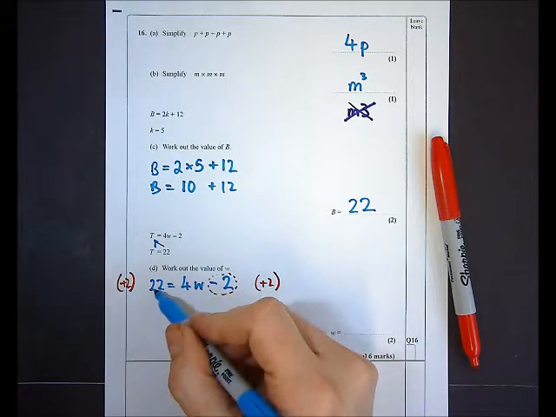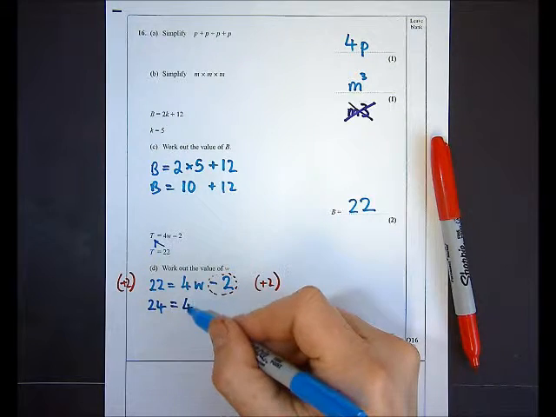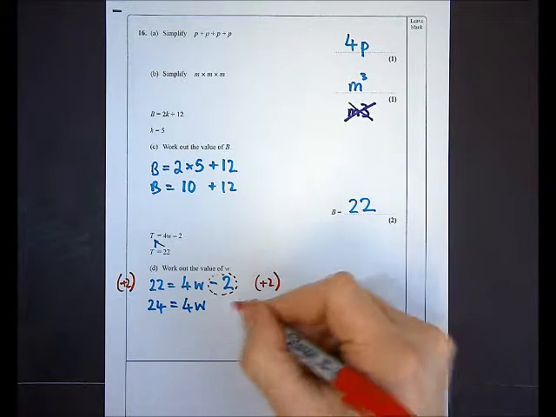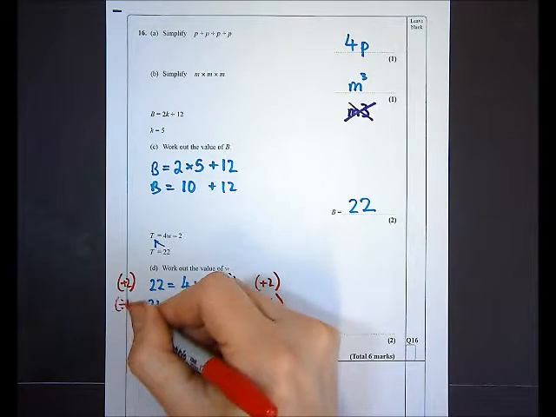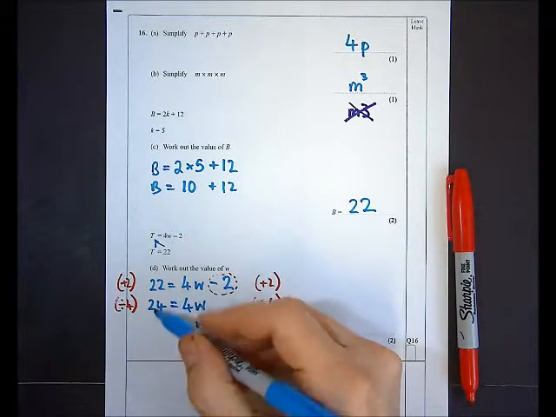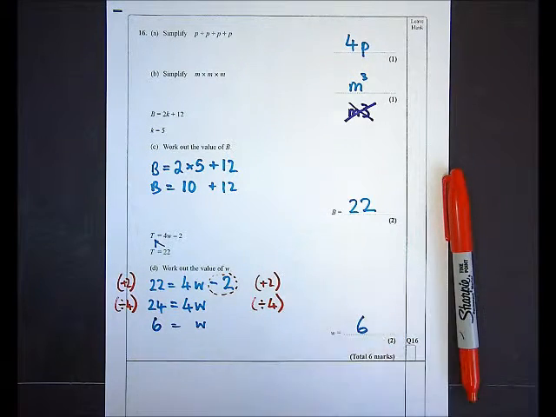So 22 add 2 is 24. This side, with 2 added on, would just become 4W. Now, I don't want 4 lots of W, I just want 1 lot of W, so I'm going to divide by 4. I'm going to have to again do that to both sides. And this side divided by 4 would give me W, and this side divided by 4 would give me 6. So W is 6.